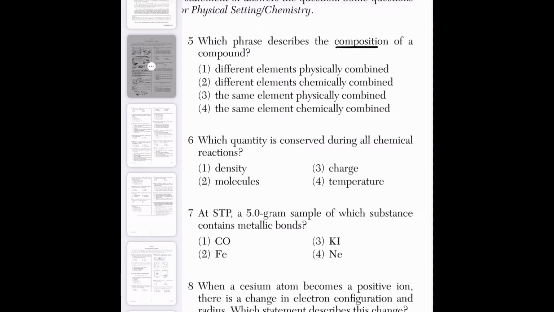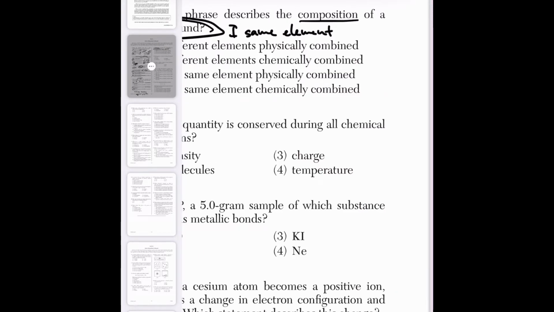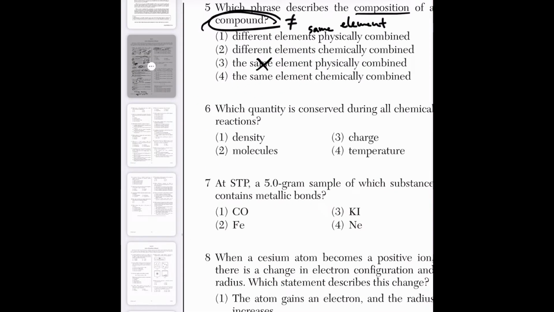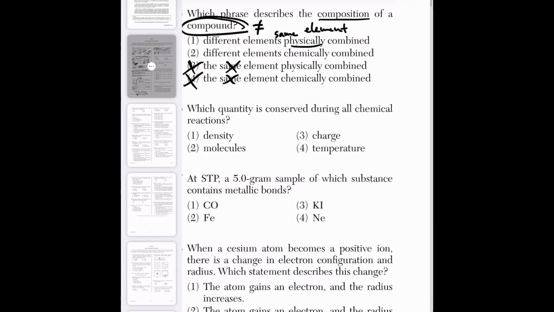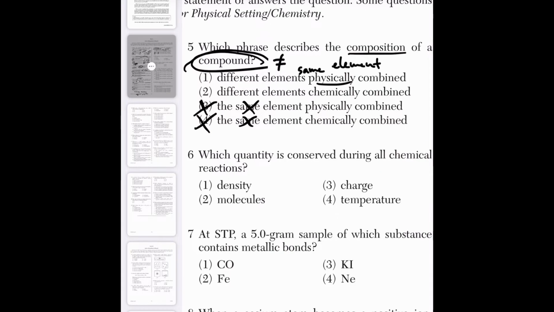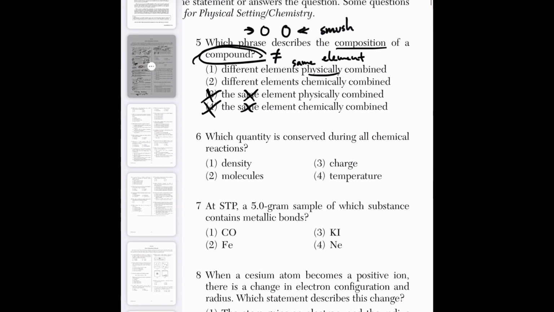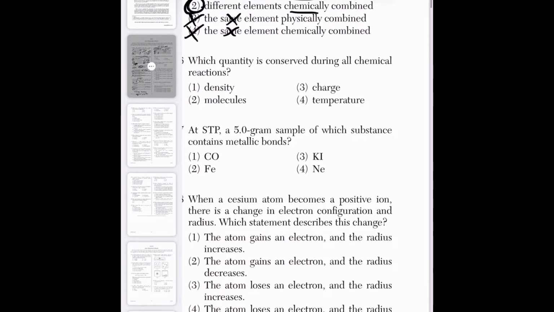Okay. Describes the composition of a compound. So compounds, same element, is not the same as a diatomic element. So we can cross these two out. And they wouldn't be physically combined because for it to be a compound, it needs to be chemically combined. Say if you smush two things together, that's physically combining them, and they wouldn't be a compound. So they have to chemically interact to form a compound.